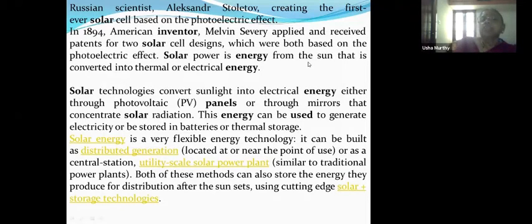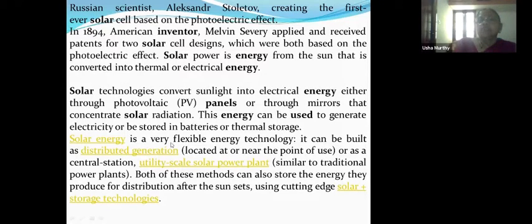Solar power is the energy from the sun, which is converted into thermal or electrical energy. Solar technologies convert sunlight into electrical energy, either through photovoltaic apparatus or through mirrors that concentrate the solar radiation. This energy can be used to generate electricity and can be stored in batteries or thermal storage.